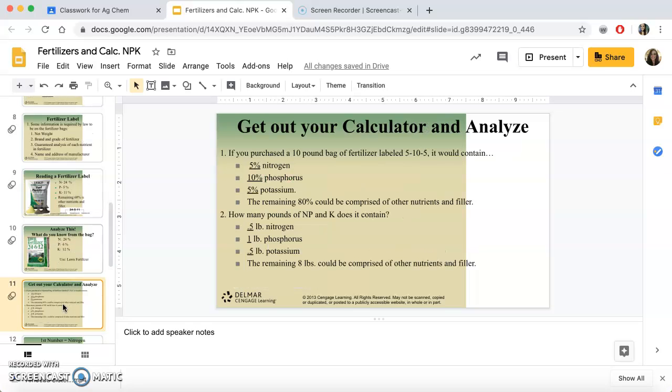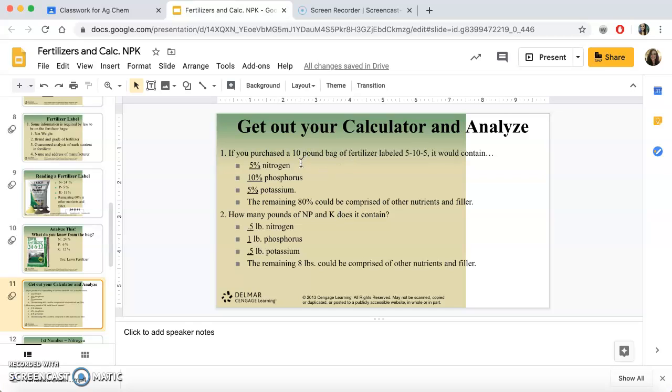Let's talk about percentage by weight. Here's what that looks like, and here's how we break it down. Let's say we have a 10-pound bag of fertilizer labeled 5-10-5. We want to know how much by weight each of these numbers contains. So we already know that right here, these are the percentages of each. And the 80% can be comprised of other nutrients and fillers. And all we really need to do is, and I know it looks like you want to move the decimal back twice, you're not doing that here.